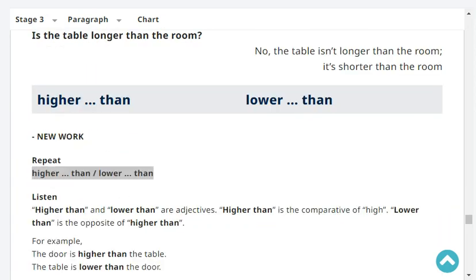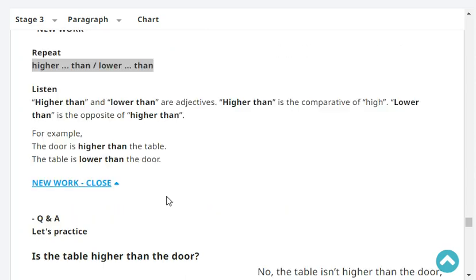Higher than, lower than. Very good. Okay, listen. Higher than and lower than are also adjectives. Higher than is the comparative of high. Lower than is the opposite of higher than. For example, the door is higher than the table, and the table is lower than the door.